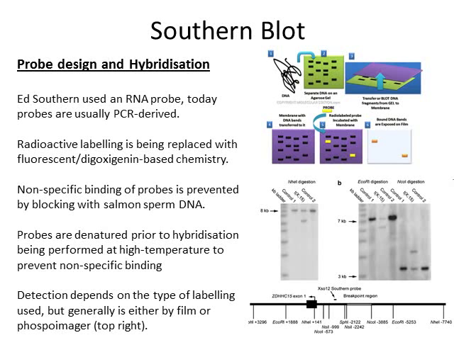So in effect, when you run the southern blot, you run the DNA out on a gel, separate that DNA on a gel, transfer it to a membrane, and then the membrane is incubated with a labelled probe, single-stranded labelled probe that will recognise a sequence of interest. And that then will be detected via autoradiography.